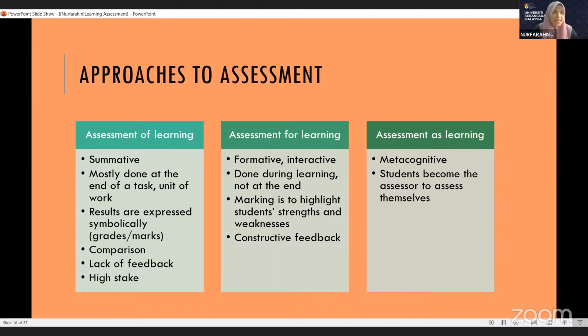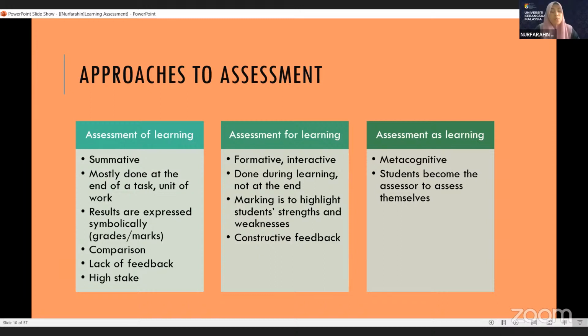First, you can look at assessment through assessment of learning. So this is the first approach. The second approach is assessment for learning. And the third approach is assessment as learning. Okay, so the first is of, the second is for, the third is as. Okay, the first, assessment of learning, is pretty much summative.